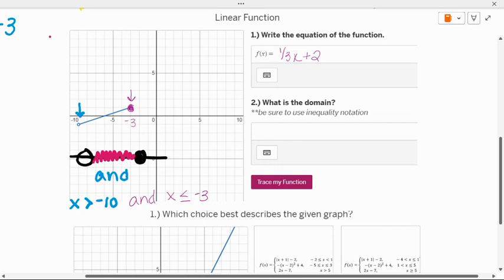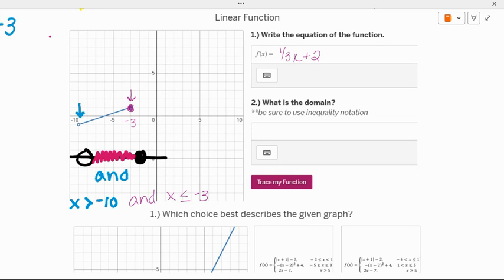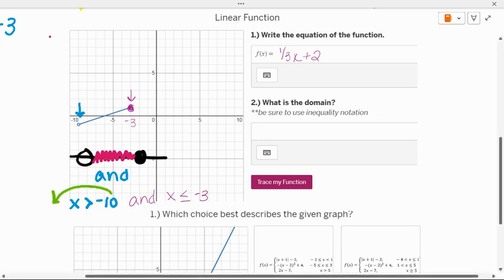So remember that "and" functions can be written as a compound inequality, meaning we change the order there and flip it. So my inequality for this is -10 is less than x is less than or equal to -3. So that's what I'm going to put in my blank. It says, what is the domain? Well, -10 is less than x is less than or equal to -3.